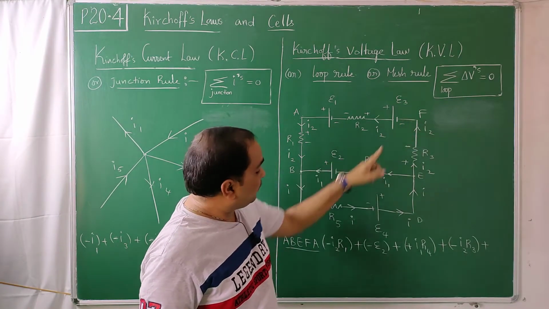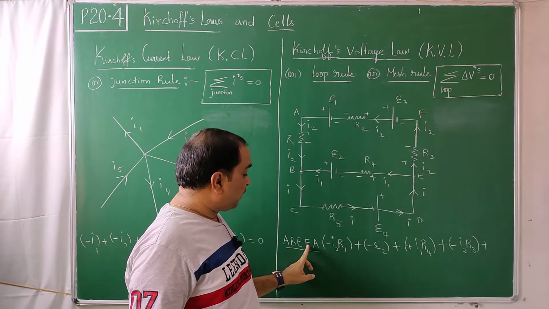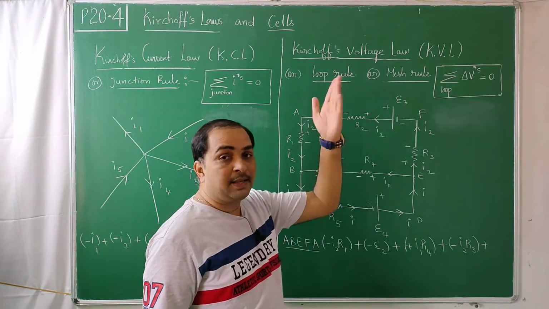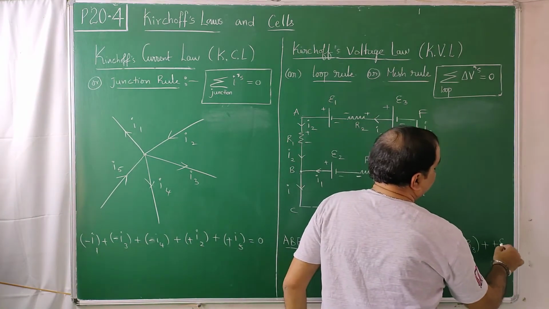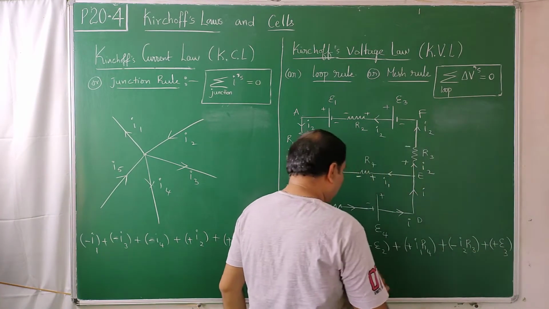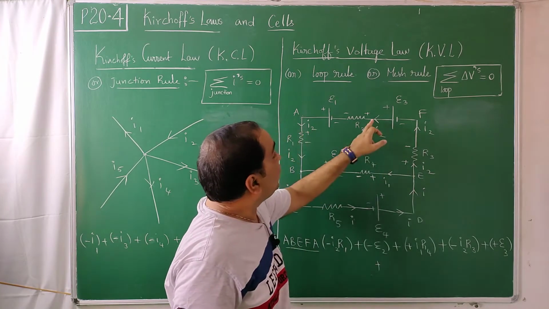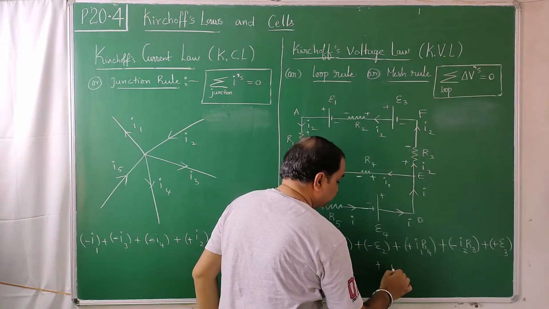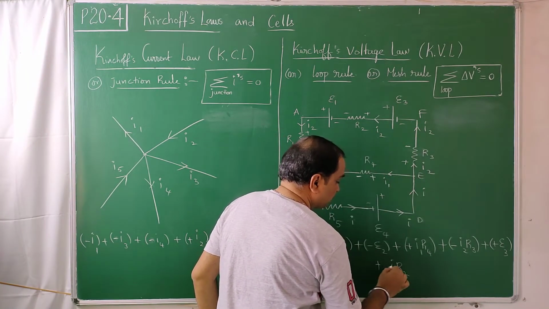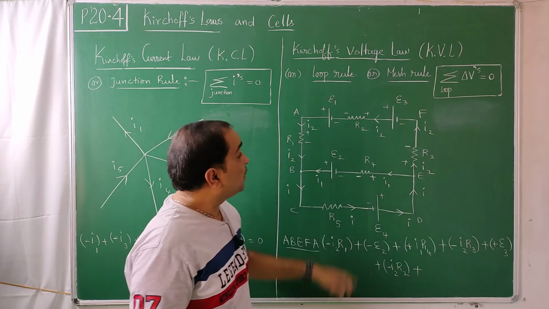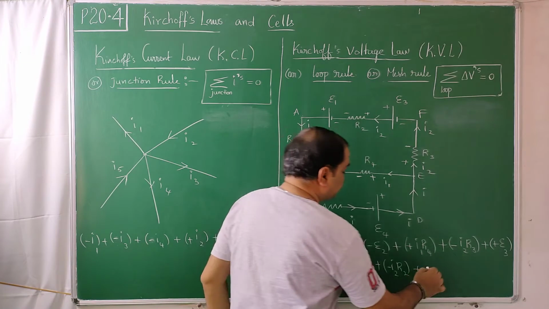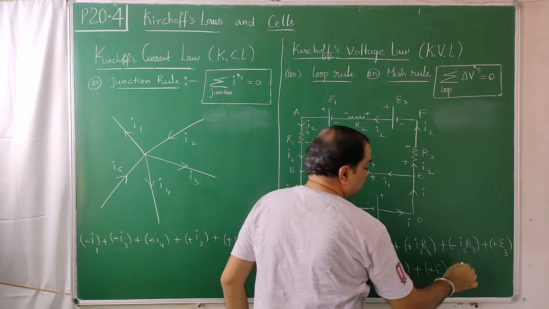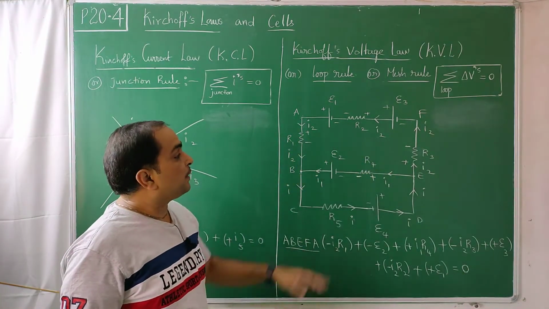Coming from here, after E you have to go towards F. After F you have to go towards A. After E to F, F to A. Minus to plus, you are rising: plus E3. Plus to minus is a drop, minus to plus is a rise. Minus I2 R2. Minus to plus is a rise: plus E1. You came back to A: 0. This is the way we write it for this loop.